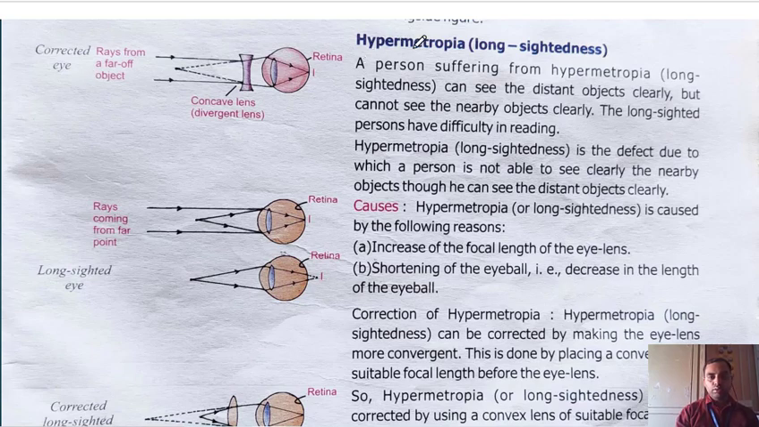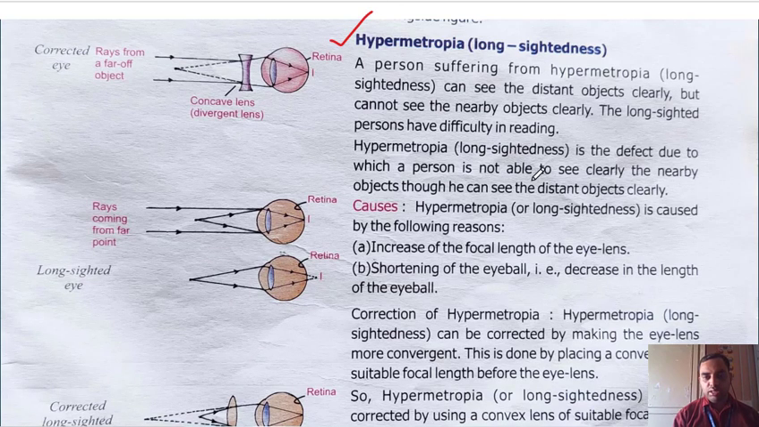So a person suffering from hypermetropia, that is long-sightedness, can see the distant object clearly, but cannot see the near objects. The long-sighted person has difficulty in reading, because in reading we keep the book like this, and this is nearby our eye. So if anyone is facing difficulty while reading a book, he is suffering from hypermetropia. Hypermetropia or long-sightedness is the defect due to which a person is not able to see nearby objects clearly, though he can see distant objects clearly.